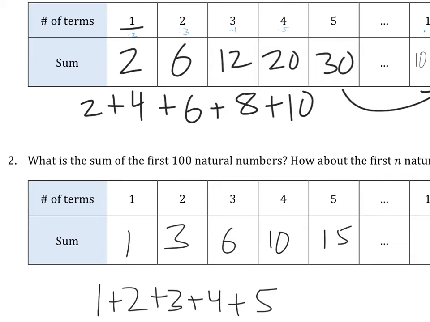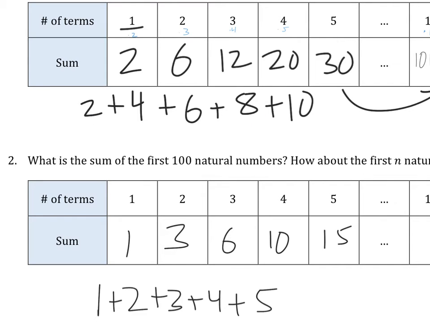Look at this number up here, 2, and this number down here, 1. Okay? Take a look at 6 and 3, 12 and 6, 20 and 10. Do you see a relationship there? These guys are always half of these ones up here. Okay? And so that's a useful connection.